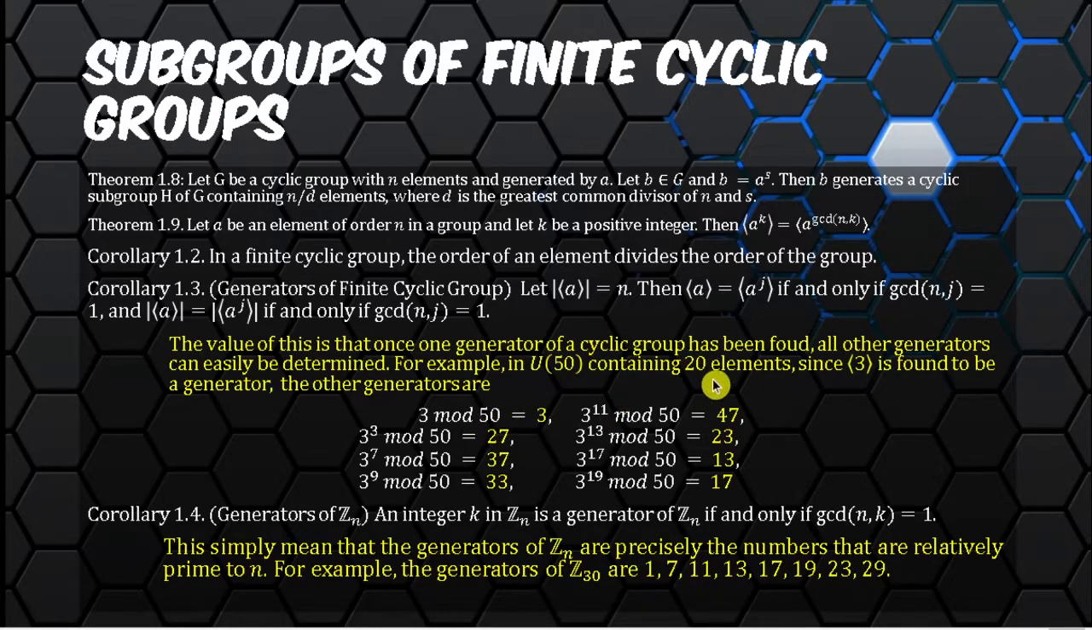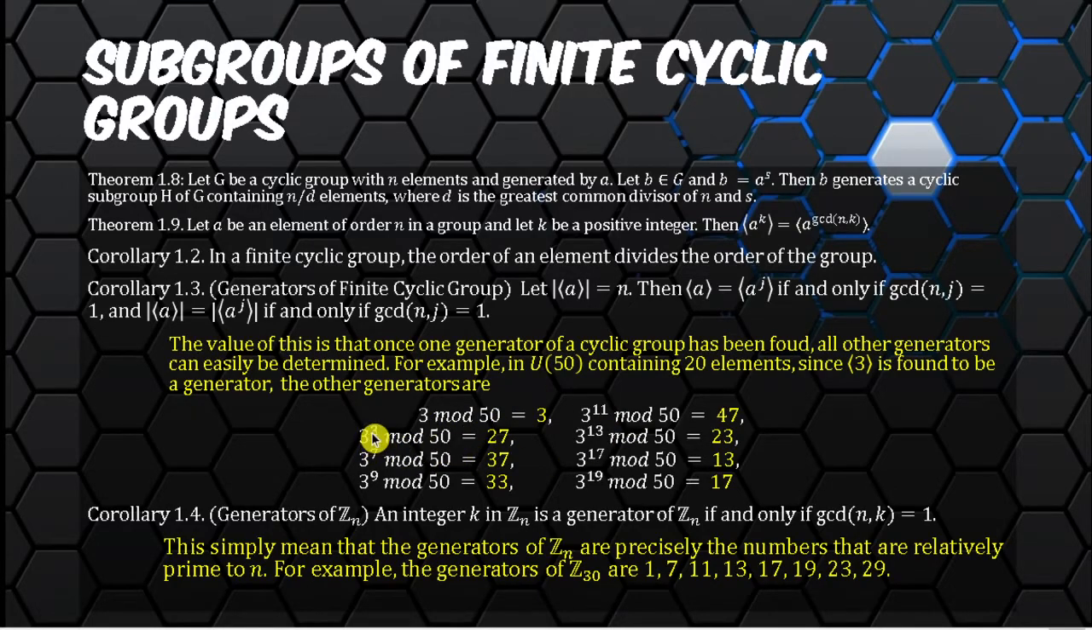So alright, given that information, what is the next generator? Bakit walang 3 squared? Because 3 squared, the exponent is 2. GCD of 2 and 20 is not 1. They are not relatively prime. Kaya hindi siya nasama dito.